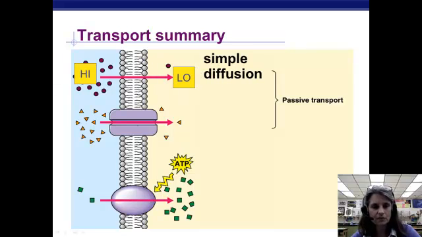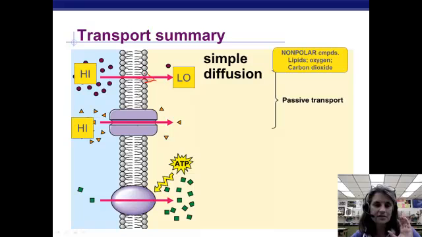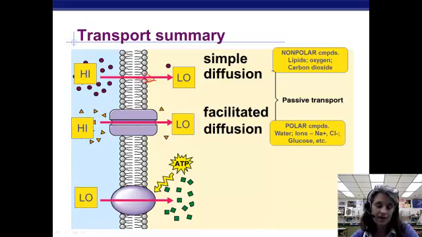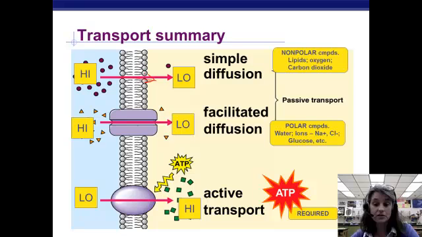Simple diffusion, moving from high to low. These would be lipids and things like that that don't even need a door. They can just go on in between phospholipids. This is also diffusion, but it's facilitated because we're going to provide a door this time, because these molecules can't squeeze in. And this is active transport, moving from low to high concentration using energy, and also a protein pump of some type.